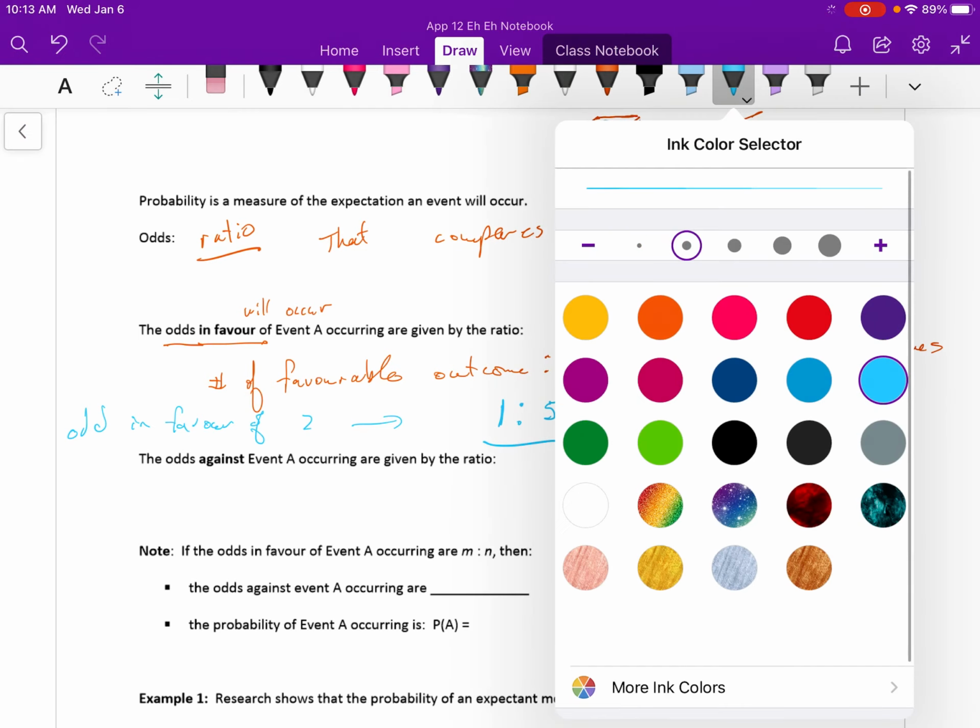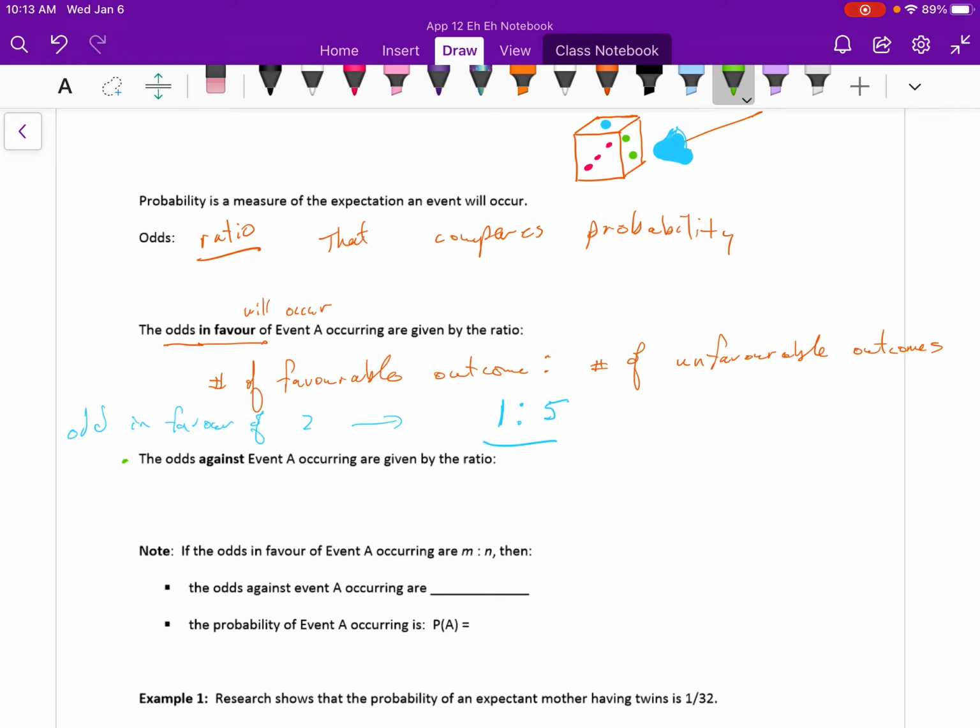Now, the odds against. Let's move on to the next bullet. If the wording is the odds against A to occur, what you have to do is simply switch these around. It is the number of unfavorable outcomes to the number of favorable outcomes. Now, I'm going to change the question. The odds against 2. Sorry, my handwriting is looking terrible here, but bear with me.